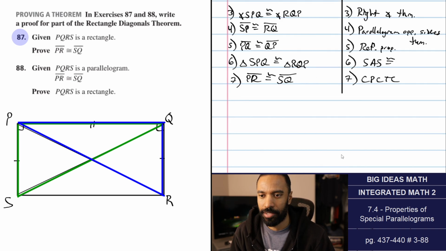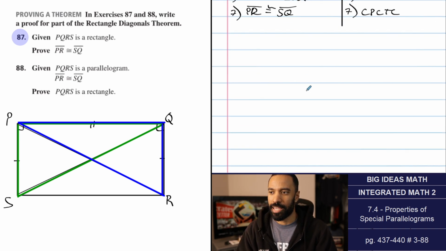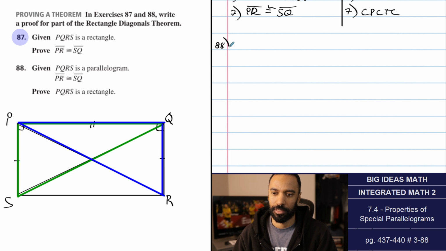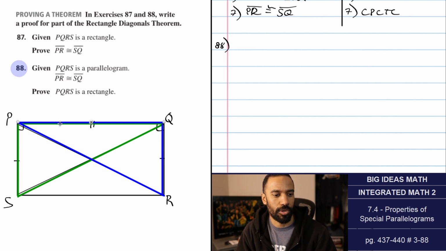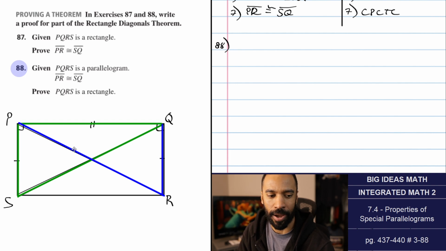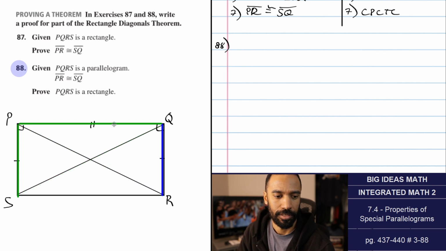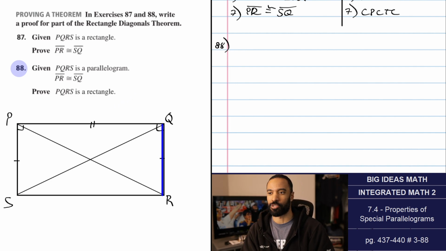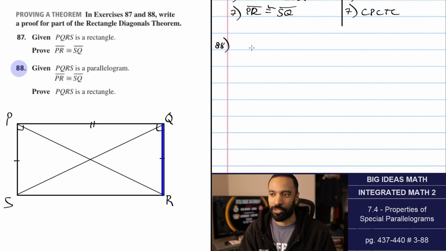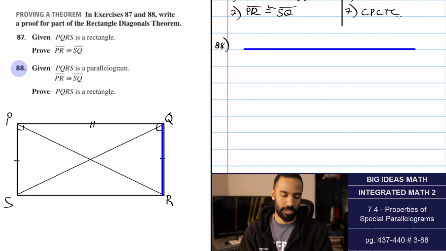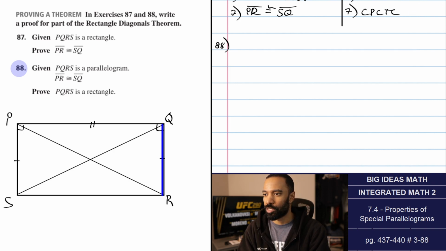And the last one we have is number 88. Given PQRS is a parallelogram, prove PQRS is a rectangle. Okay, so this is going kind of the other way, I guess. Not really. Oh, PR is congruent to SQ. Okay, that's also another thing. I was going to say, how do I prove a parallelogram is a rectangle? With the congruent diagonals, we can apparently do that. So let's look into it. Let's change that into that.